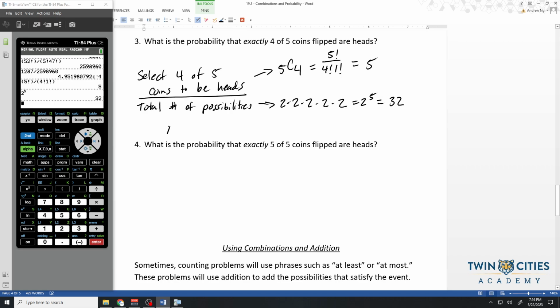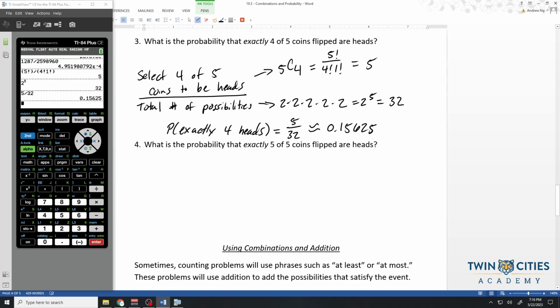So the probability that you get exactly 4 heads is 5 out of 32. Or roughly, 5 divided by 32, 0.15625. This is a little over 15% of the time.